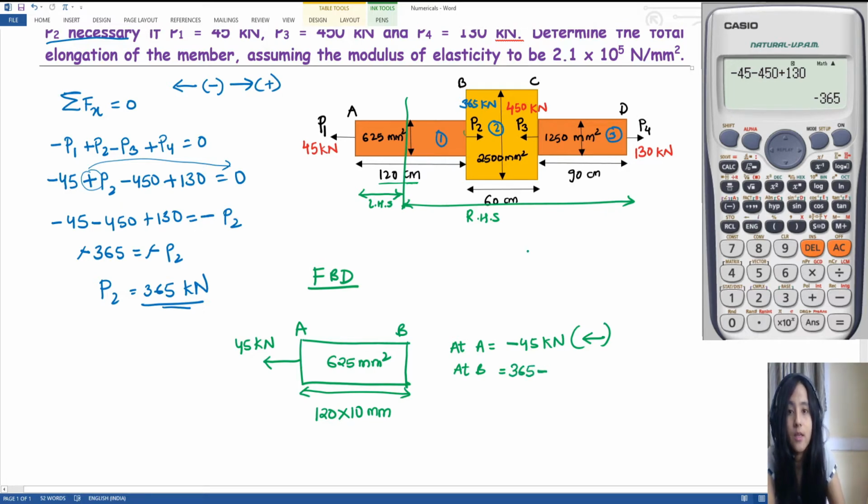Then next, minus P3, 450, plus 130. So this will be coming equal to 365 minus 450 plus 130. So this is coming equal to 45 kilonewton, right? And it is plus, so it is going to the right hand side direction. So here, right hand side, and I have 45 kilonewton, right?